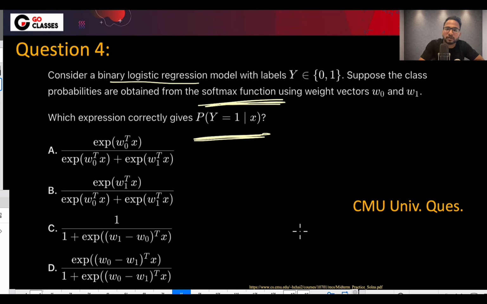Now they are asking what is the probability of y being 1. So w1x will be here, and then this. So B is the correct answer. Okay, B is the correct answer. That's very easy.